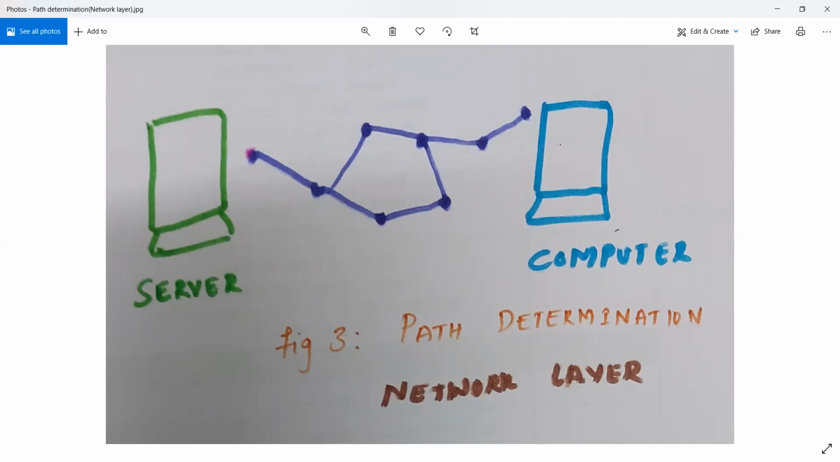Once again, path determination is choosing the best possible path for data delivery from source to destination. The three protocols used in the network layer for path determination are OSPF, Open Shortest Path First, BGP, Border Gateway Protocol, and IS-IS, Intermediate System to Intermediate System. So these are the functions performed by the network layer.